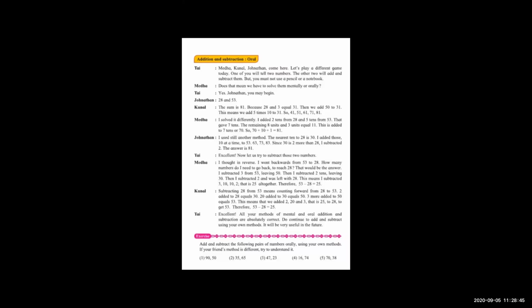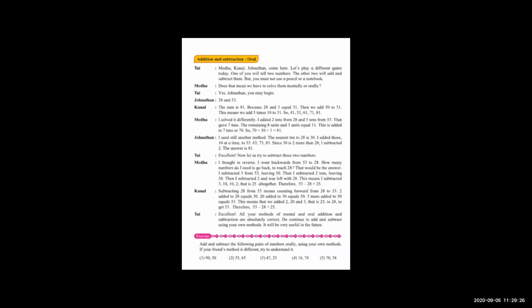Because 28 plus 3 is equal to 31, then we add the 50 to 31. This means we add 10 five times. 31 plus 10 is 41, 41 plus 10 is 51, 51 plus 10 is 61, 61 plus 10 is 71, 71 plus 10 is 81. You want to add 10 five times, from 31 to 81. How many times did you add? 5 times. Okay. Now go to the next.